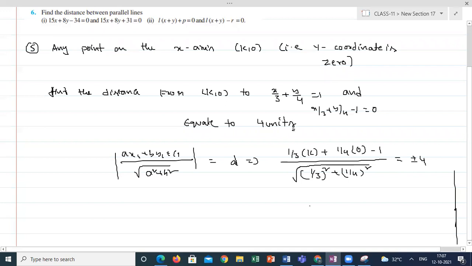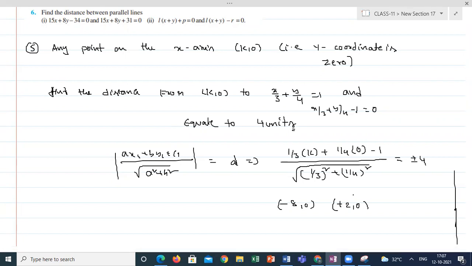I'm getting two answers, sir. Yes, what are the answers? -8 and +2. (-8, 0) is one point, (+2, 0) is another point. Let's see graphically how this is possible, whether two answers are correct or not. Yes, the possibility is there. One is on the negative x-axis side, one is on the positive x-axis side. Let's check whether it is possible or not.